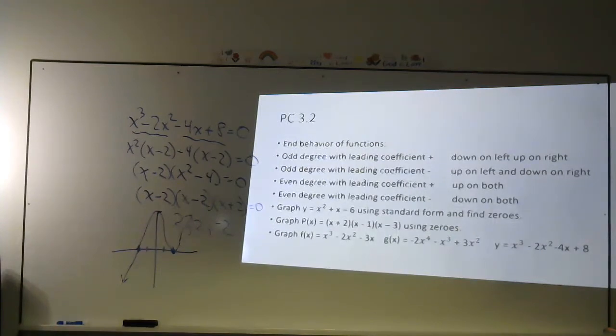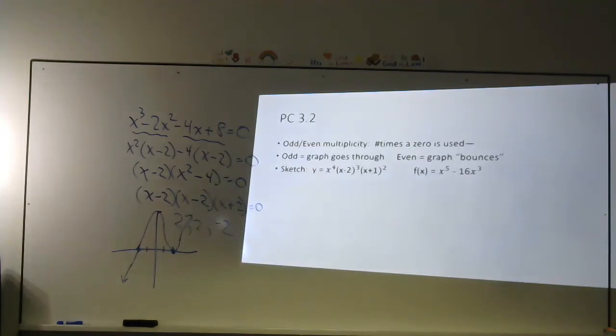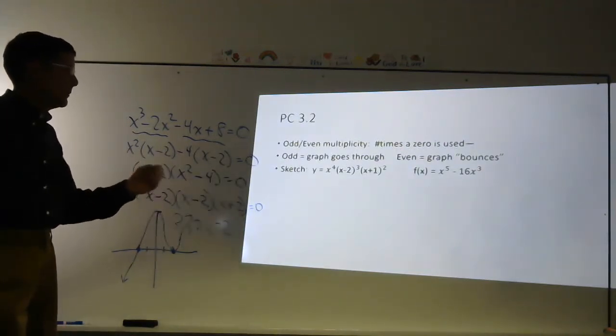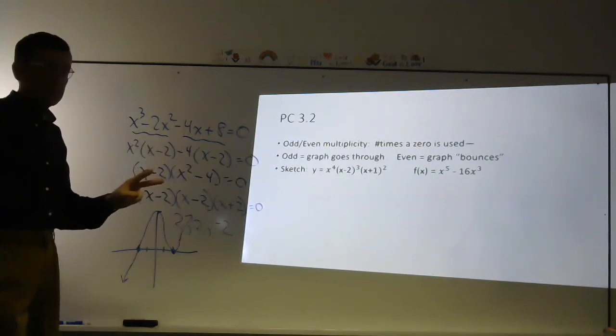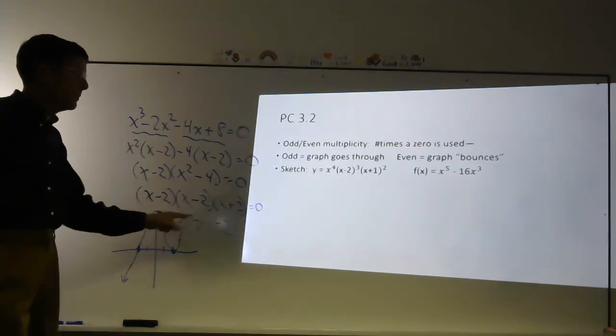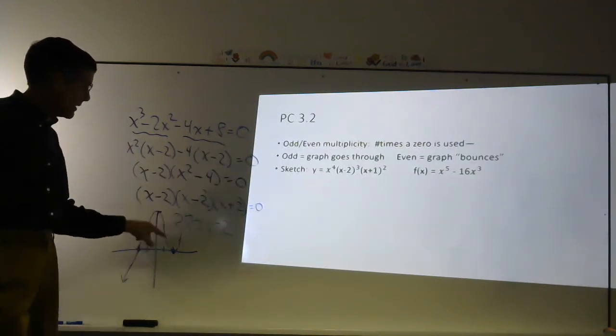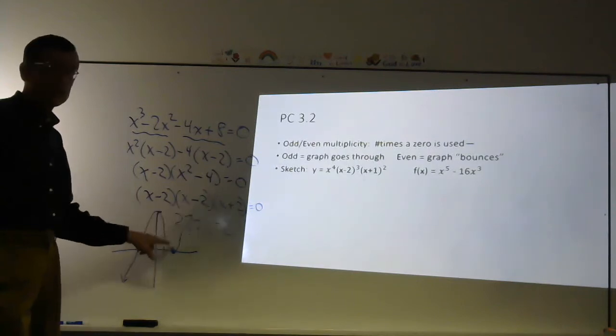Next problem. Okay, so let's try to summarize everything here. Talk a little bit about multiplicity. The same thing happened here as happened in the last problem, when 0 is used twice. Here we have positive 2 used twice. Back in that previous problem, when it hit 0, it bounced. Look at this one. When it came down and hit 2, it bounced.